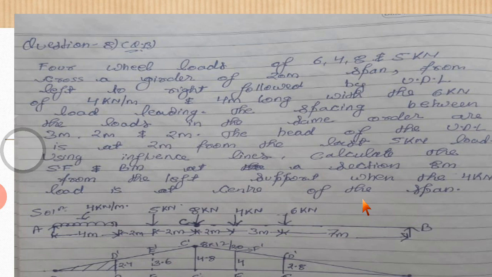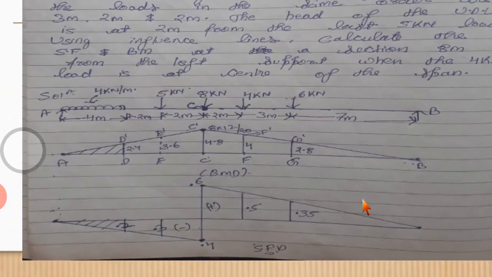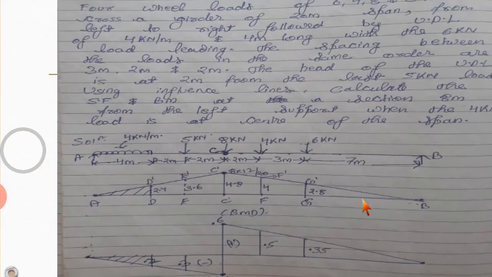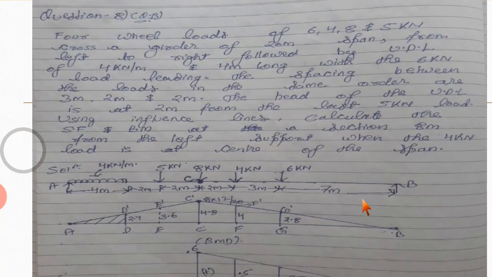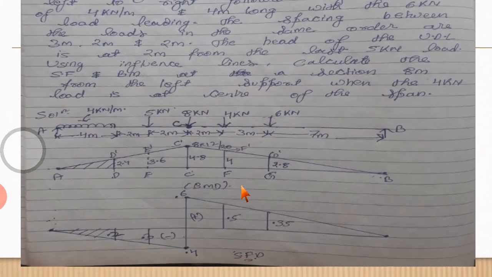Okay, so first of all we have made this diagram. One thing I would like to share with you: when you are drawing the diagram, keep in mind that the order should not be reversed. First the load given is 6 kilonewton, so draw 6 kilonewton, then 4 kilonewton, then draw 4 kilonewton. So you have to remember the order very carefully.